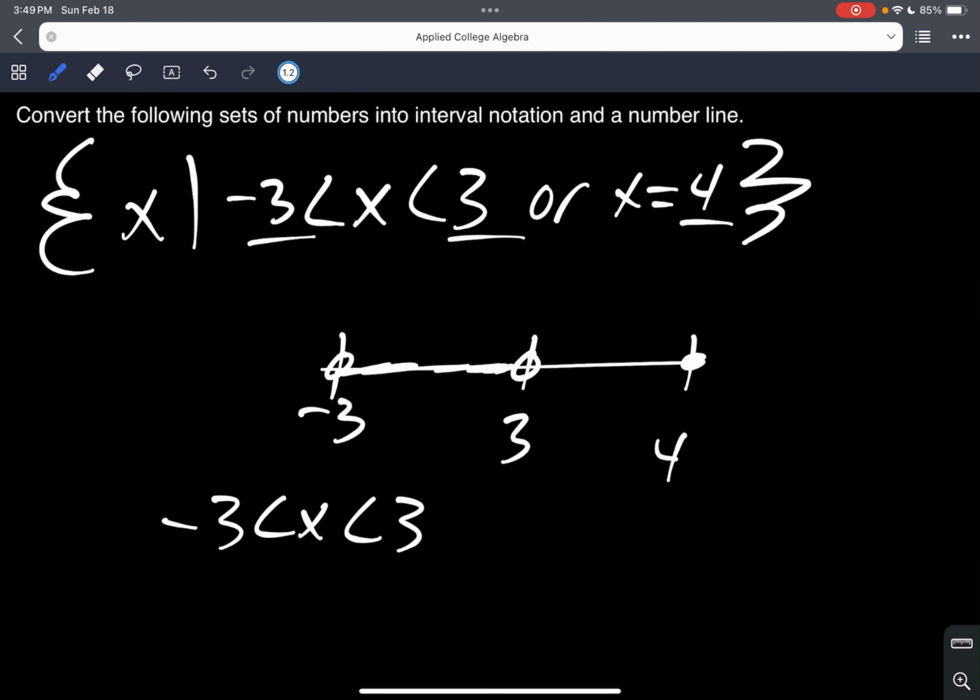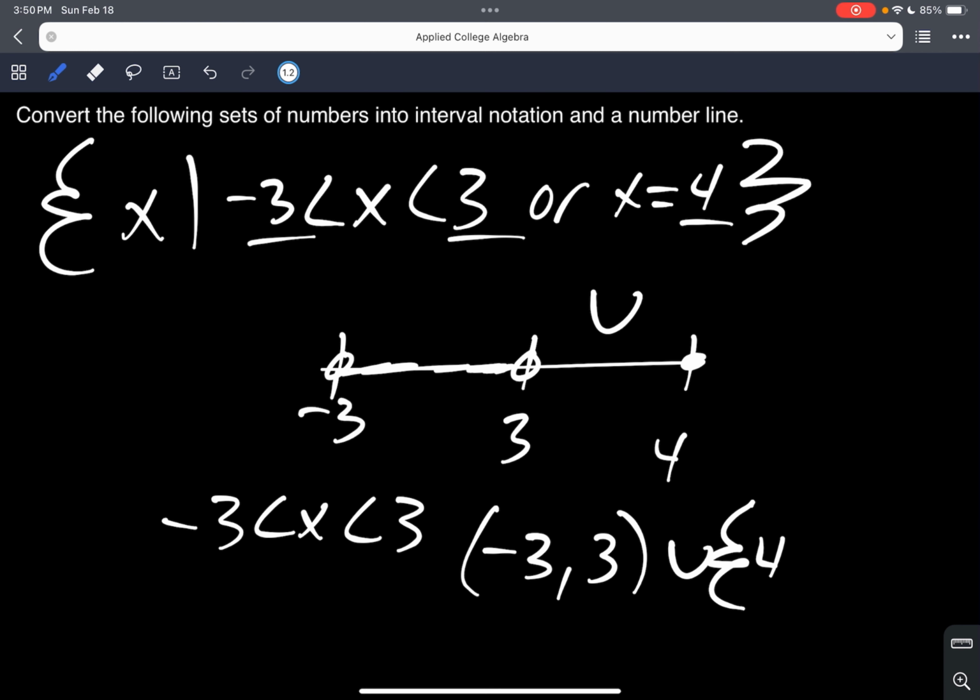So all we have to do is convert this to interval notation. So we have negative 3, comma 3. Negative 3 has a hollow point, so we use the parentheses there. And 3 has a hollow point as well, so we use parentheses there. Then we have a gap in our interval, so we have to use the union symbol. And then we have 4. Since it's a single value, we have to use braces. And that's your answer.